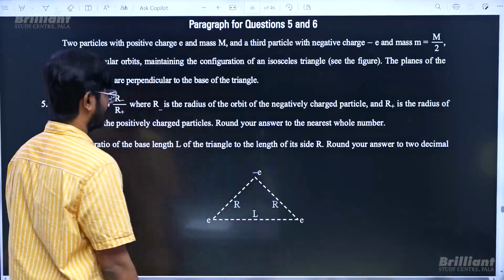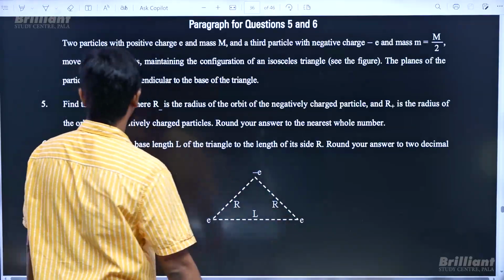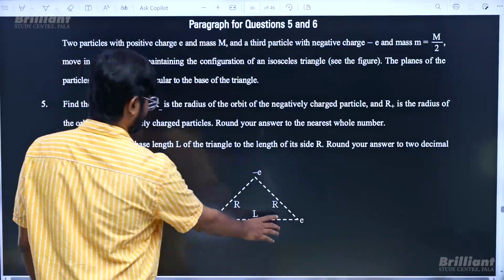Now you need to find the ratio of this guy's radius to this guy's radius and a ratio of this length to this length.